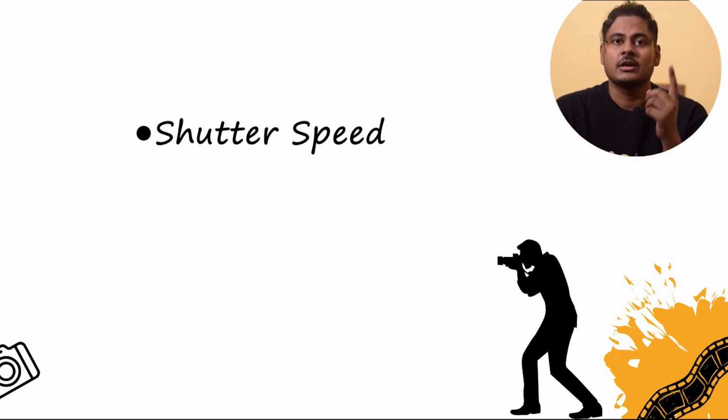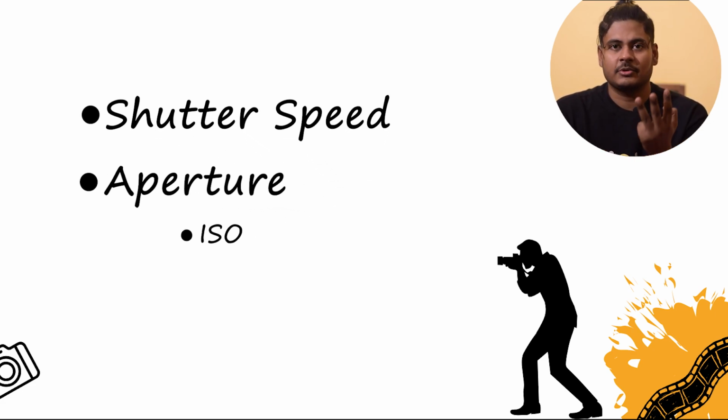Now, the two main things we have to see here are exposure and focus. So to control exposure, there are three parameters. The parameters are number 1, shutter speed, number 2, aperture, and number 3, ISO.